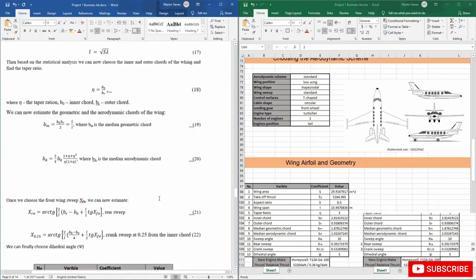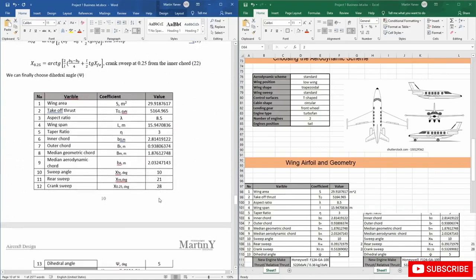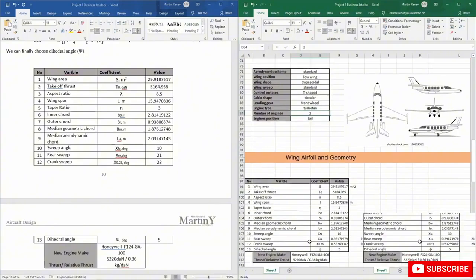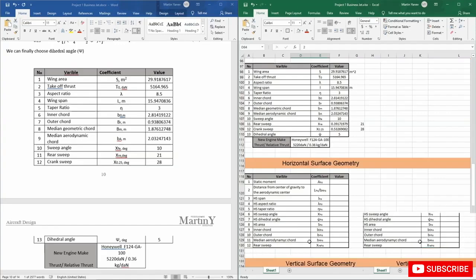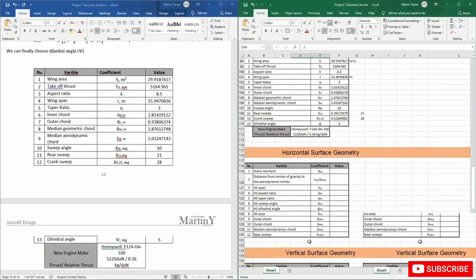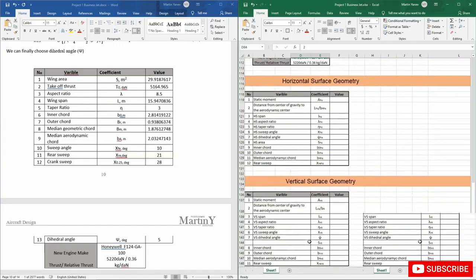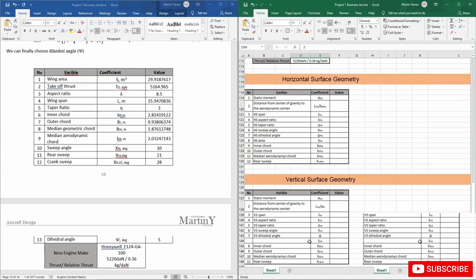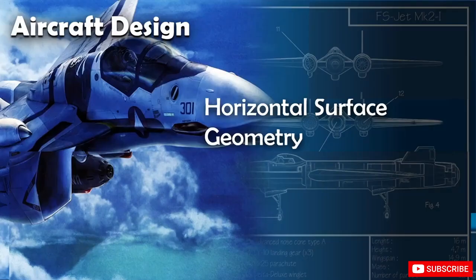So that's pretty much everything for this lecture, guys. I hope you enjoyed it and really understood how to estimate your wing. And in the next sections, we're going to focus on the horizontal, vertical, and the control surfaces, which are honestly, in my opinion, way simpler than what you've already done. So that's it. Thank you very much for watching, and I will expect to see you in the next videos.